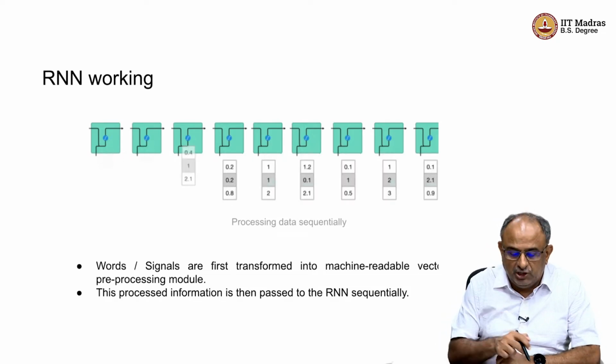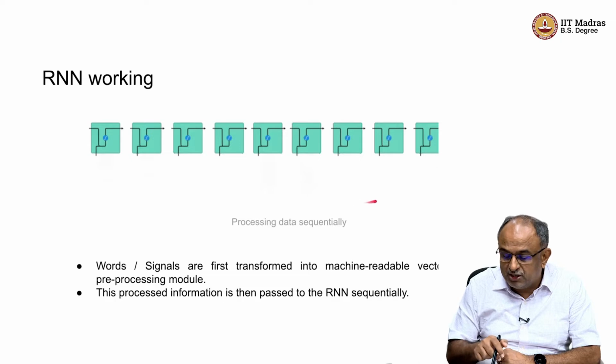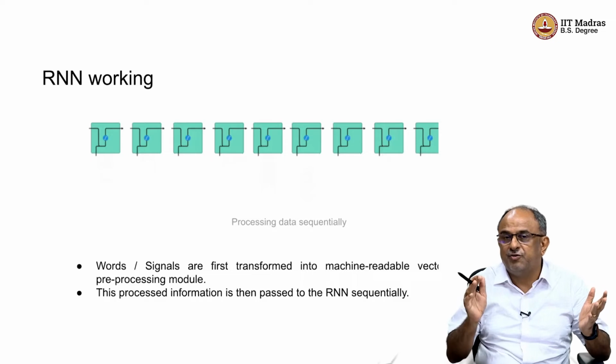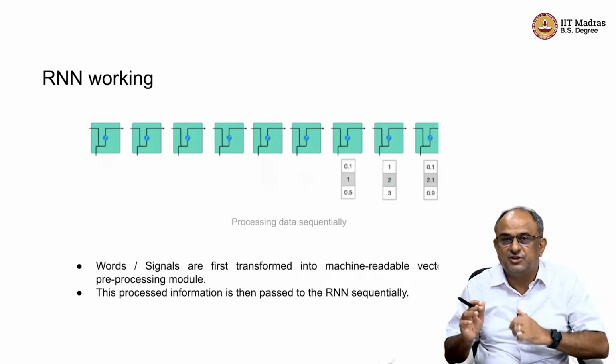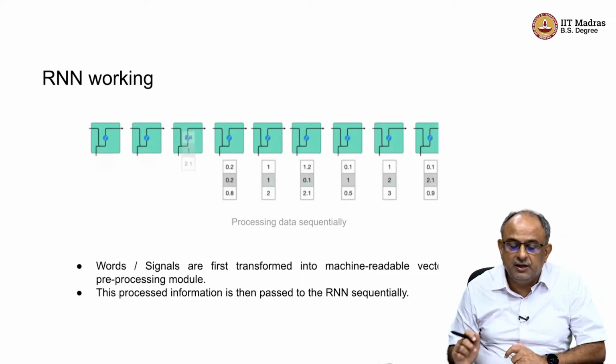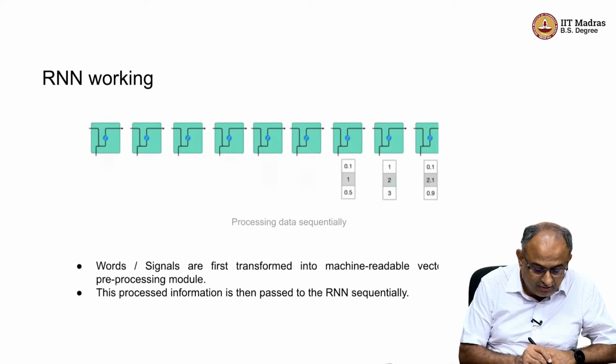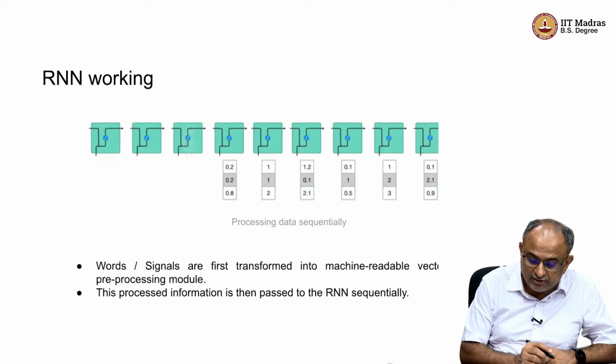Once I do it sequentially, I have to wait for each previous one to finish before I go to the next one, and that is time consuming. While the first one is going, I cannot feed the second one; I have to wait for the output of the first one to come. That is a big problem in RNNs, and we will see that it is going to be solved by the transformers.